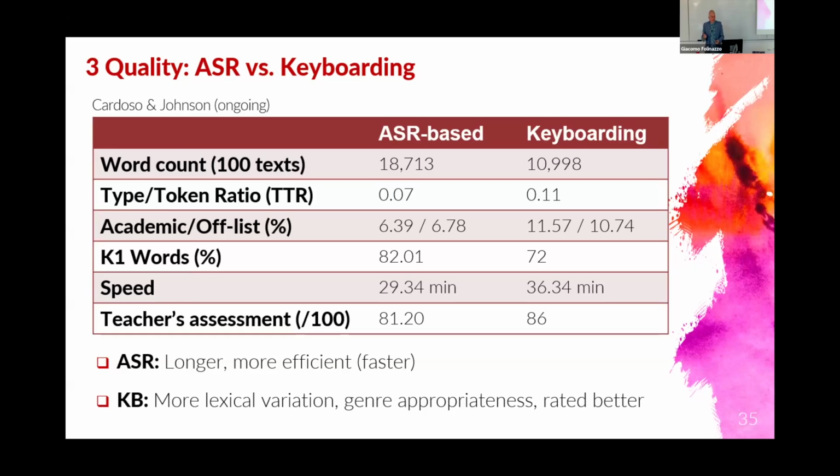On the other hand, the keyboarding group provided more lexical variation, which is good, provided more genre appropriateness by using more academic words, and more importantly, was rated better by the teacher. This is very important, right? Rating better by a teacher is very important because this is in reality how students' compositions are assessed, right? So I think in terms of quality, we're not quite there considering this study, no? But I think that by combining the two, we would get the best of both worlds.